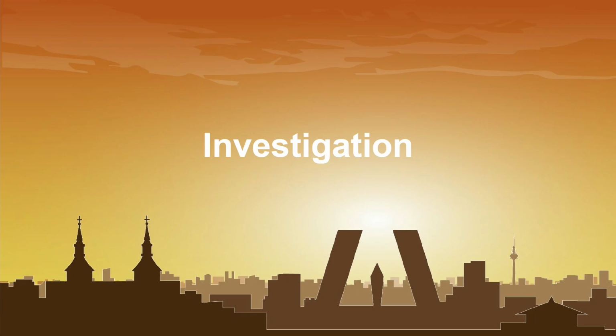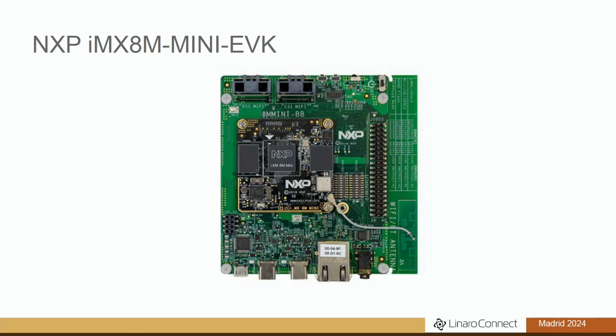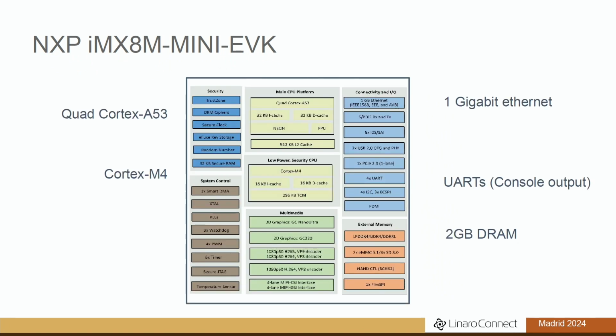Okay, so what did we actually do? What we decided to do was to take a board. This is the board, the i.MX 8M Mini EVK board from NXP. As you can see, this is what's inside it. In terms of applications, it has 4 Cortex-A53s. In terms of the MCU, this particular chip has 1 Cortex-M4. It has all the normal other things that you'd want in an edge board. It has Ethernet, some UARTs, and 2 gigabytes of RAM.